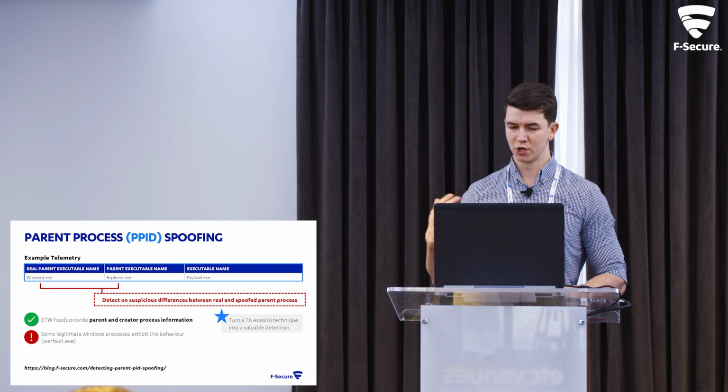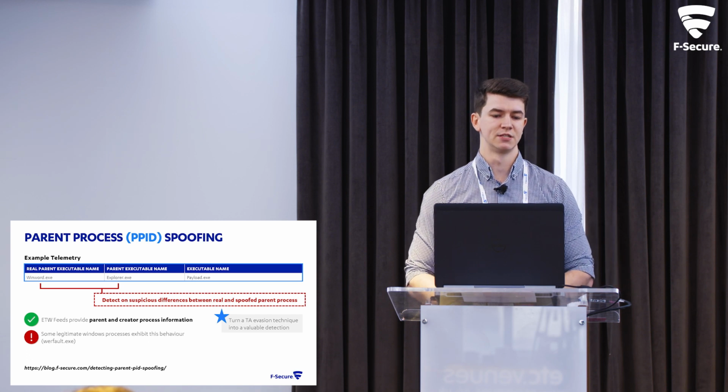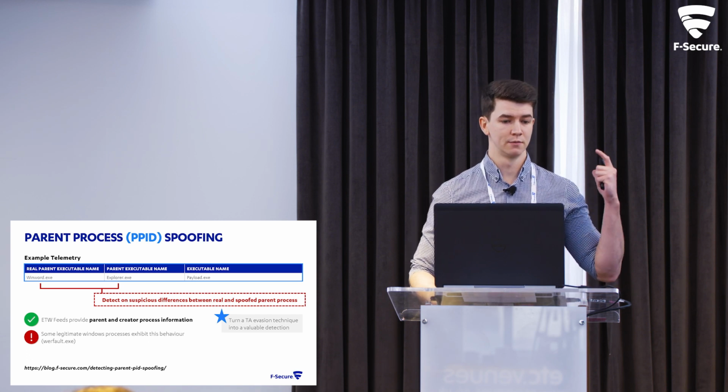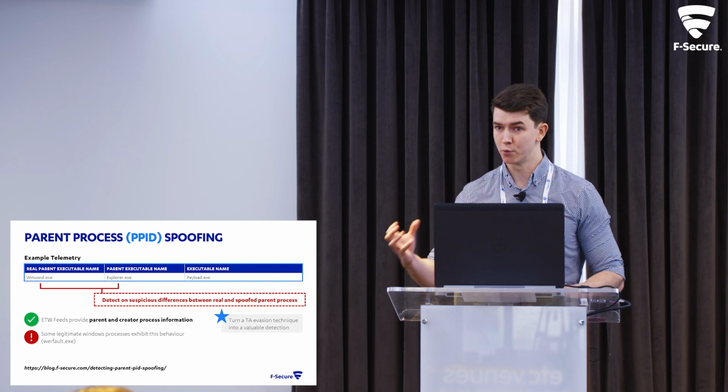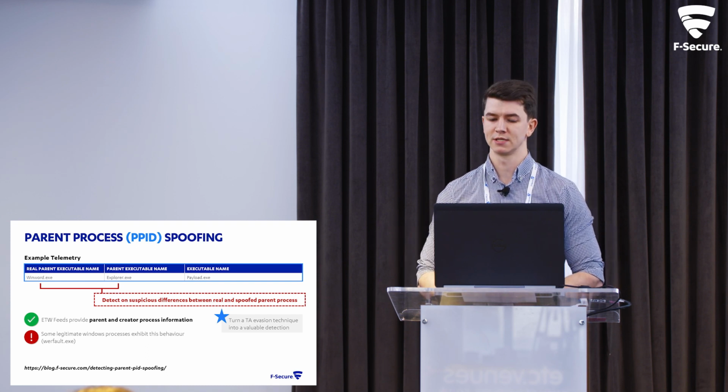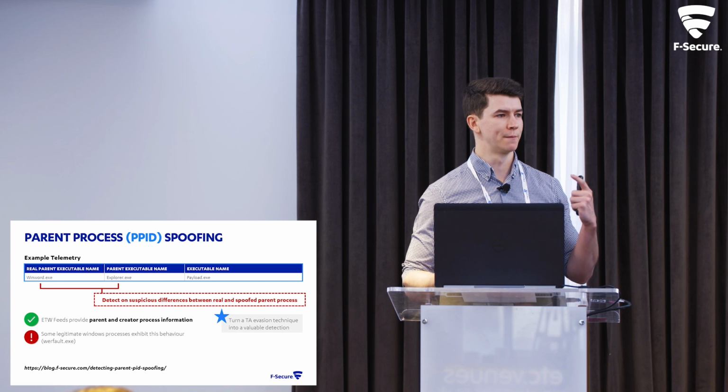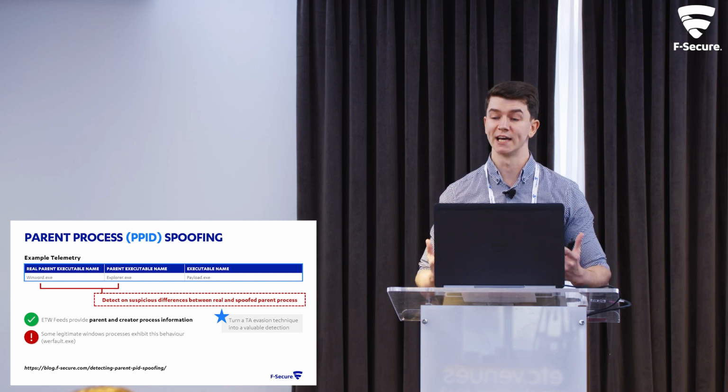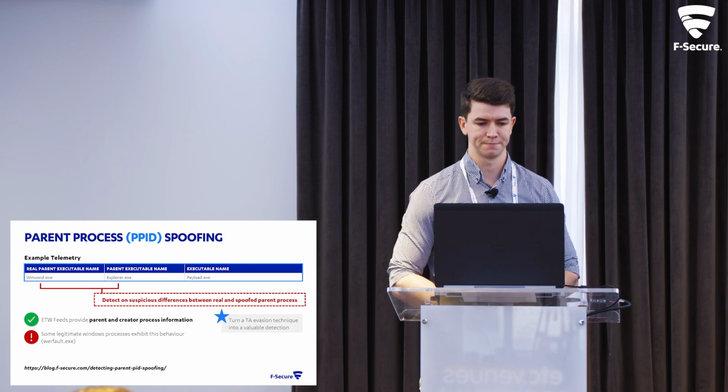And what we will detect on is the difference between the reported parent and the true creator process. One of the most effective detections that we have is to look for where the real parent is an Office product, but the reported parent is not an Office product, because that would indicate to us that someone's trying to break that relationship and trying to hide something from us as defenders.